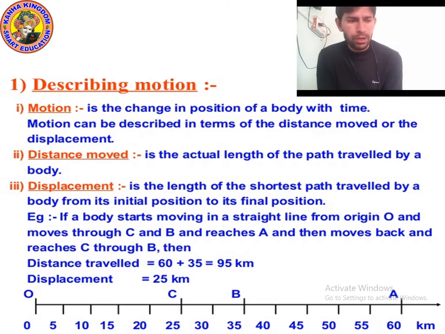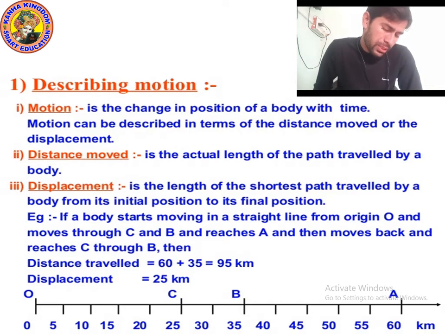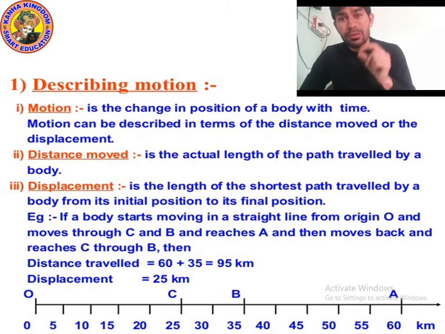So if you walk from Kana Kingdom school to Didwana, then it is called motion, because when you walk from Kana Kingdom school to Didwana, it will take time. Maybe it will take 10 minutes. So it is with respect to time. So motion is the change in position of an object with respect to time, or you can say with respect to the origin point. There should always be a starting point, a reference point.